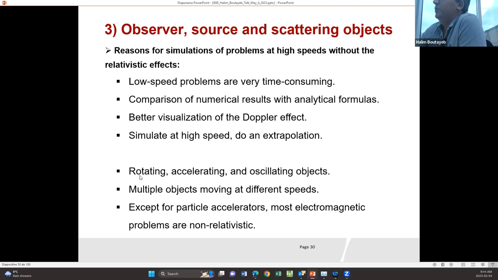With the method that we propose, we will be able to analyze problems with rotating, accelerating, and oscillating objects. We can consider multiple objects moving at different speeds. And it is important to note that most electromagnetic problems are not relativistic. Except for particle accelerators, all the other problems in electromagnetism with moving structures are non-relativistic.